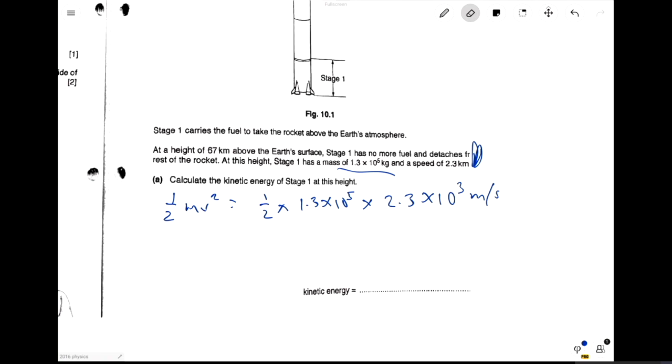But we need to square it. Why square? Half mv square. Oh yeah. Okay. Right. So using the calculator, we get a value of 3.4 times 10 to the power of 11 joules. Okay. Formula. Right. Next.